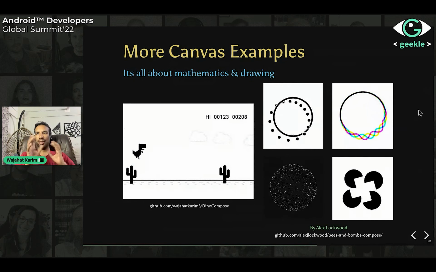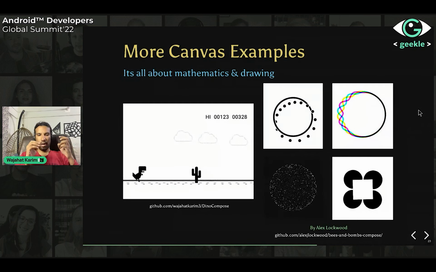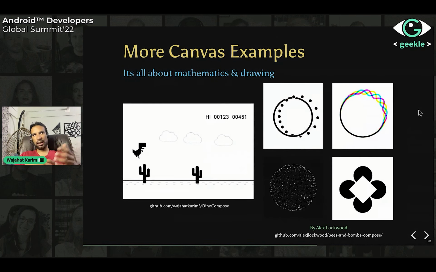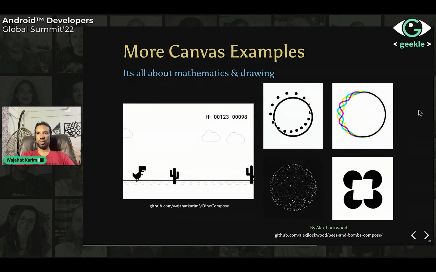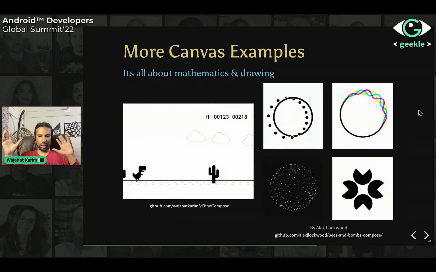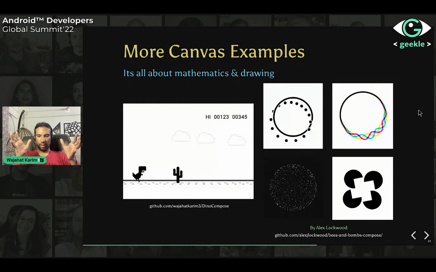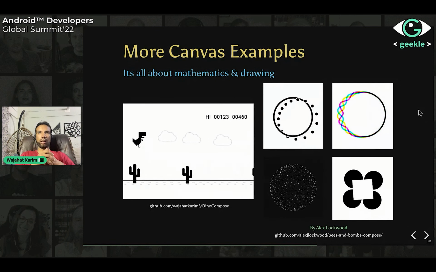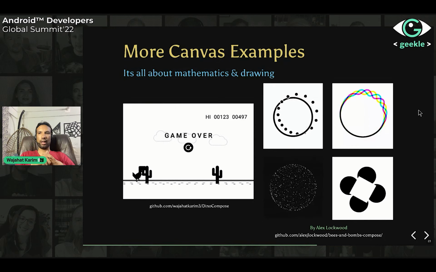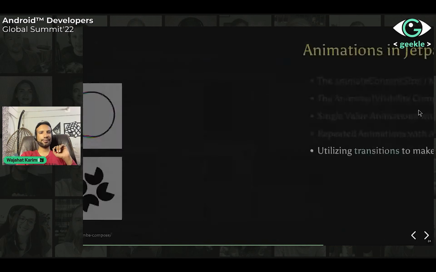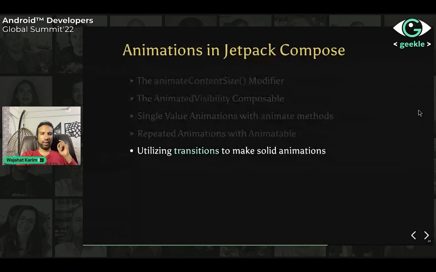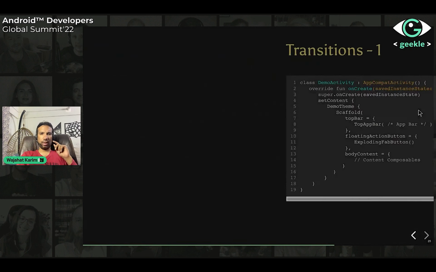It's all about mathematics and drawing. So at what point you want to draw what, and how much it should be calculated, and how much value it should be. So it's all about that. So you have a blank canvas, and you have all these mathematical functions and drawing methods, and voila, you can do wonders with that. So finally, we are utilizing transition.